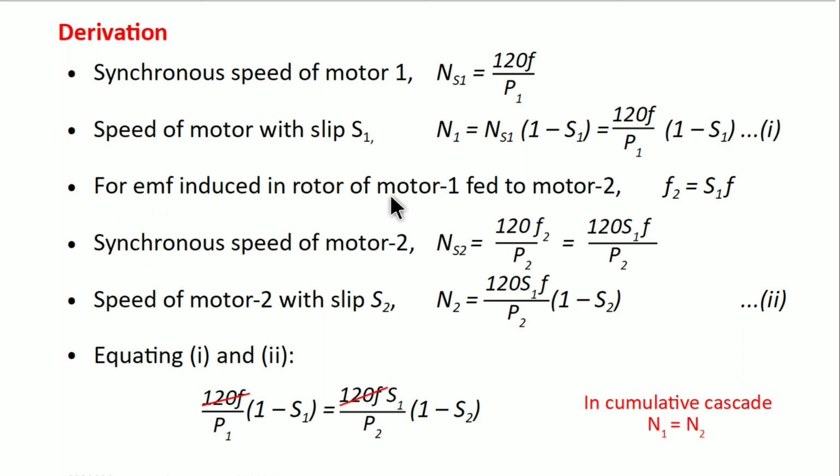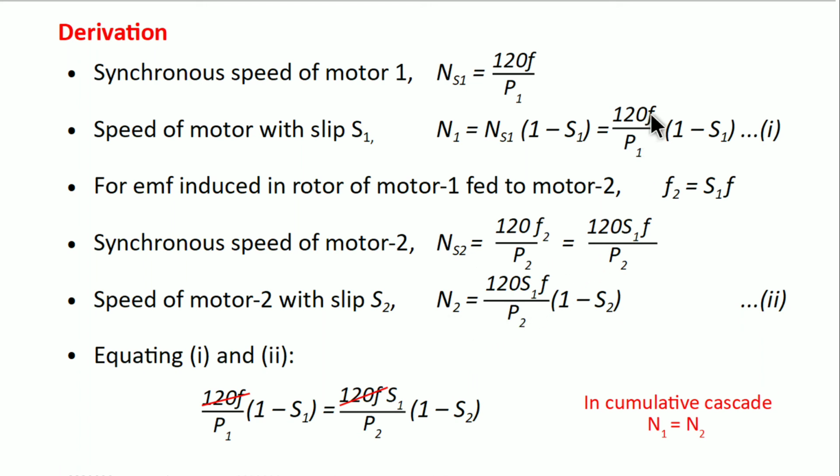For the EMF induced in the rotor of motor 1 fed to motor 2, F2 is S1 F. Now the rotor output of the first motor is fed to the stator of the second motor, so the frequency of the stator of the second motor is F2, that is the frequency of the rotor of the first motor, which is equal to S1 F. Therefore the synchronous speed of motor 2, NS2, is 120 F2 over P2, and F2 is replaced by S1 F. So 120 S1 F over P2 into 1 minus S2 will be the speed of the second motor. This is the synchronous speed of the field and this is the speed of the rotor.